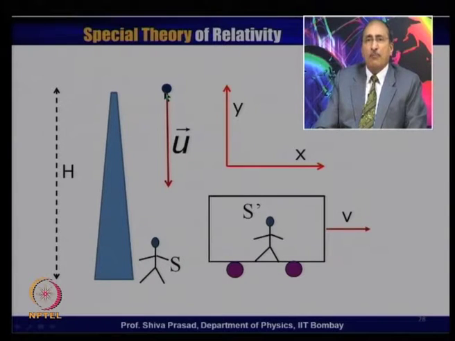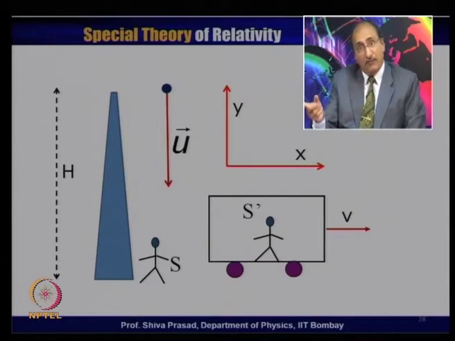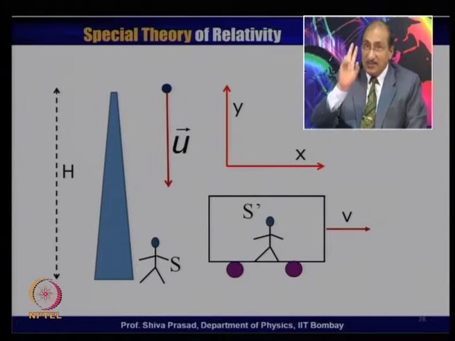So, this is my event number 1, that this particular particle is at the top, or aligning with the top of the tower, and event number 2, that this particle reaches the ground. These are my event 1 and event 2, and between these two events I have to find out the proper time interval in S frame and S prime frame of reference, and show that this time interval will be the same in both the cases.